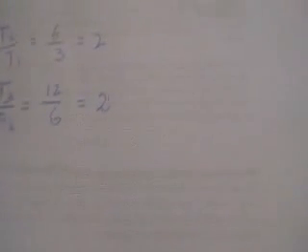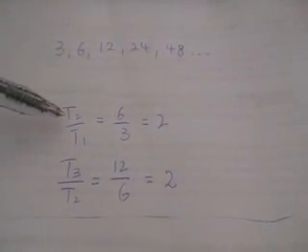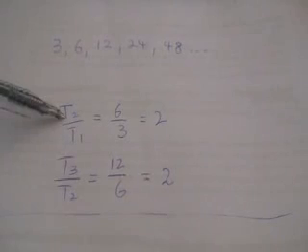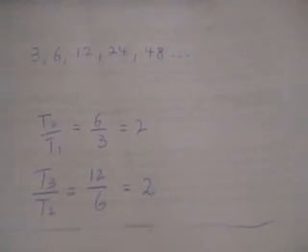Please take note that it is not required that you always make use of term 2, term 1 and term 3 to compute the common ratio. If you want, you can also use term 5 divided by term 4, compare it versus term 3 divided by term 2. That will still give you the same ratio if the sequence is a GP.